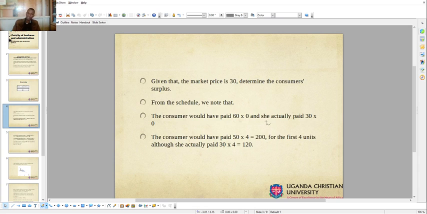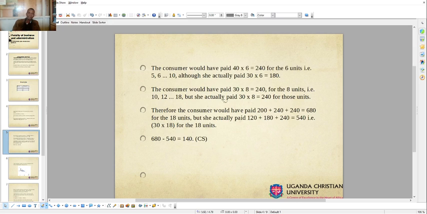Alright? The consumer would have paid 50 times 4, which is 200 for the first 4 units. Although she actually paid 30 times 4, which is 120. Recall 50 is the assumed price there. But what the actual price was, the person would have paid this, and the person actually paid that.